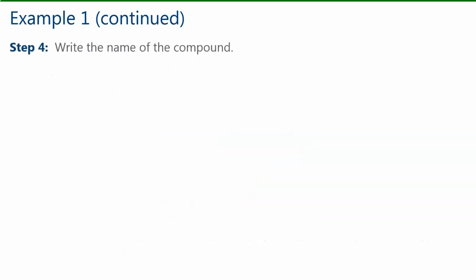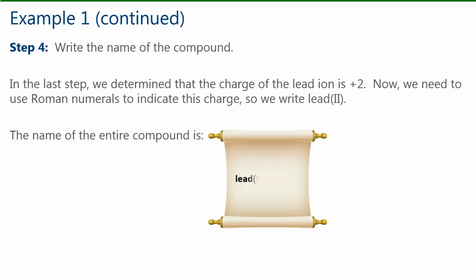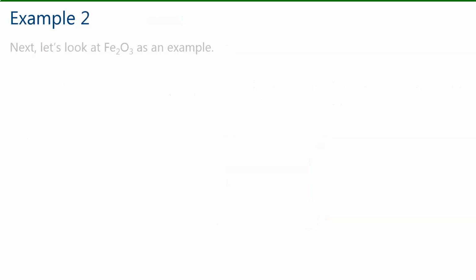Now we're going to write the name of the compound. In the last step, we determined that the charge of the lead ion is +2. Now we need to use Roman numerals to indicate this charge. So we write lead and then in brackets our Roman numerals. The name of the entire compound then is lead(II) chloride. Let's look at another example.